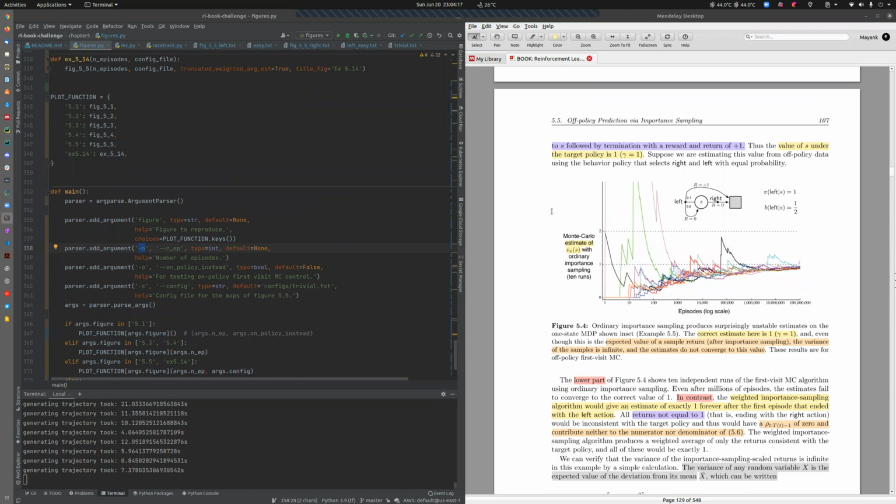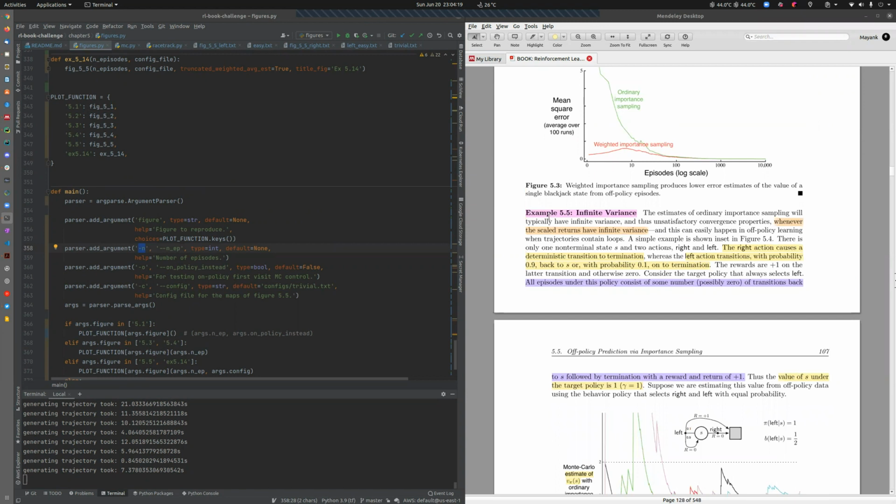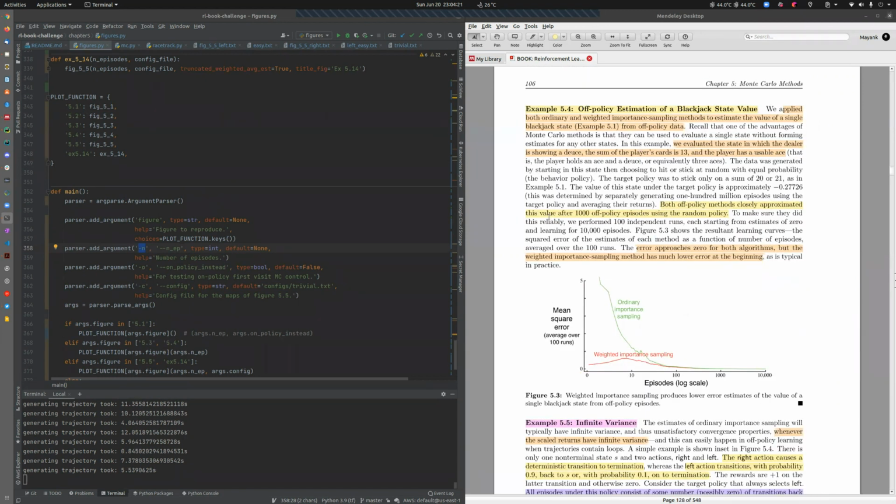Guys, if you are ready, we might look at the examples here.